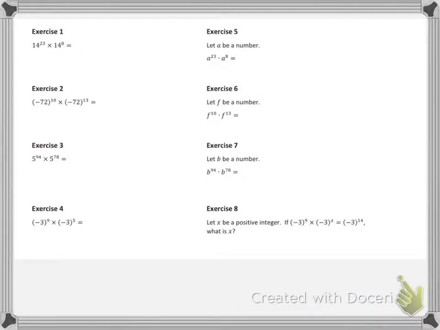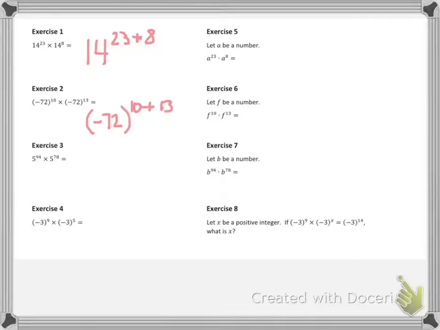Let's see, I've got exercise 1, 14 to the 23rd power times 14 to the 8th power. Well, I know that's going to be 14 to the 23 plus 8. I'm going to write that in this notation just to remind myself that when I'm multiplying powers of the same base, I just add the exponents. Okay, exercise 2, I've got a negative 72. Remember to put that in parentheses. Negative bases or fractional bases, put those in parentheses. And my exponents are 10 plus 13.